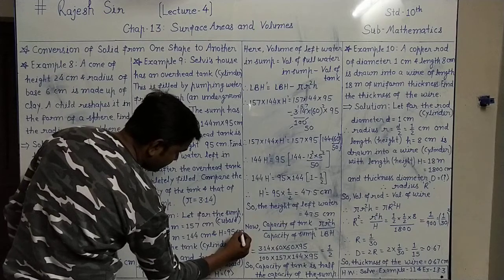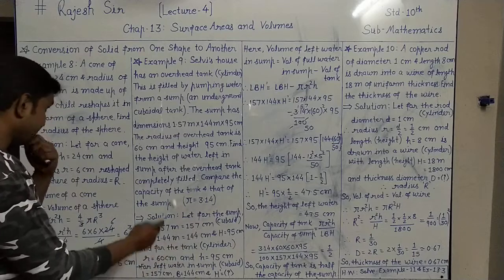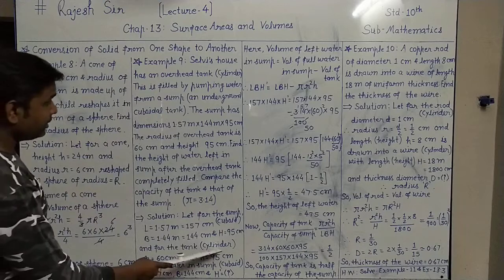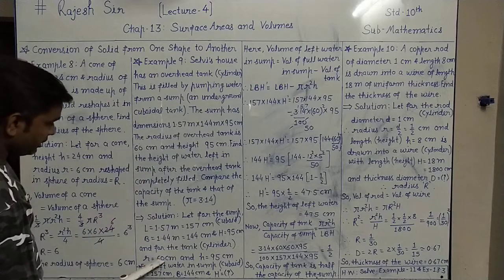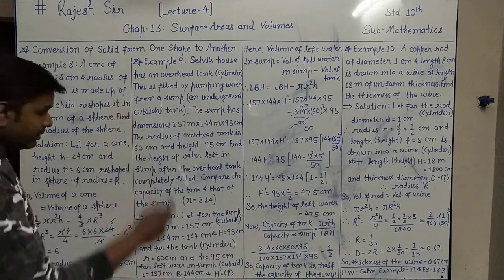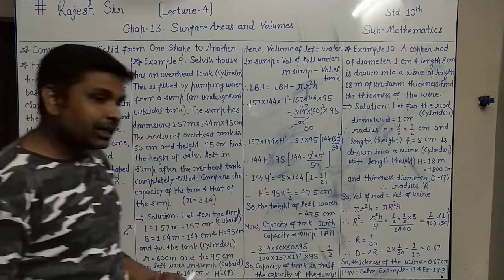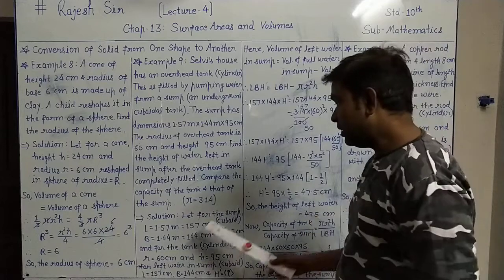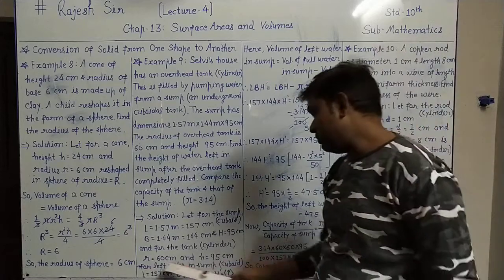So all capital letters, length, breadth and height, we have used to show the dimensions of the sump, that is the underground cuboidal tank. Now for the overhead tank, which is cylindrical in shape, the radius is r equals 60 centimeter and its height is denoted by small h, and it is 95 centimeter. So these two tanks are given, and the dimensions we have mentioned with the usual notations. For the sump, the capital letters we have used; for the overhead cylindrical tank, the small letters.